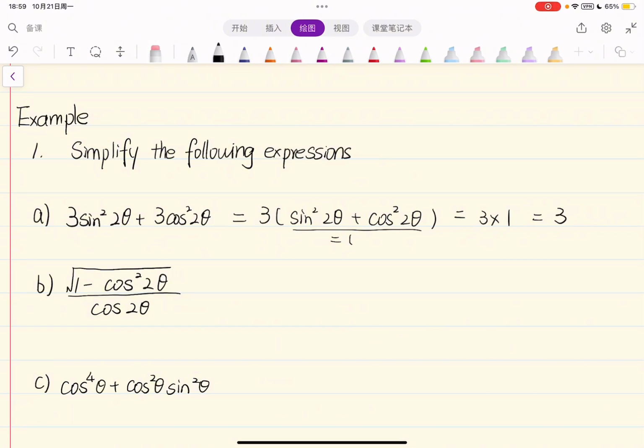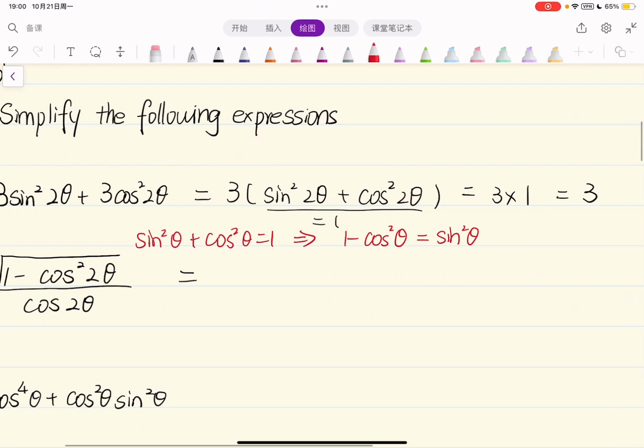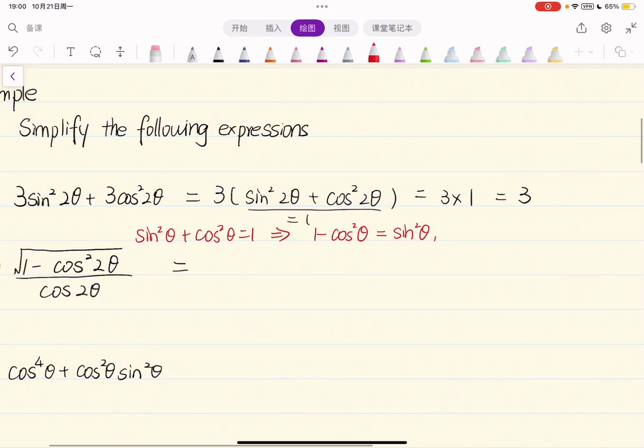Now for part B, the square root of 1 minus cosine squared 2 theta, over cosine 2 theta, equals. We know that sine squared theta plus cosine squared theta equals 1. We can also write that 1 minus cosine squared theta equals sine squared theta. Or we can write down that 1 minus sine squared theta equals cosine squared theta.